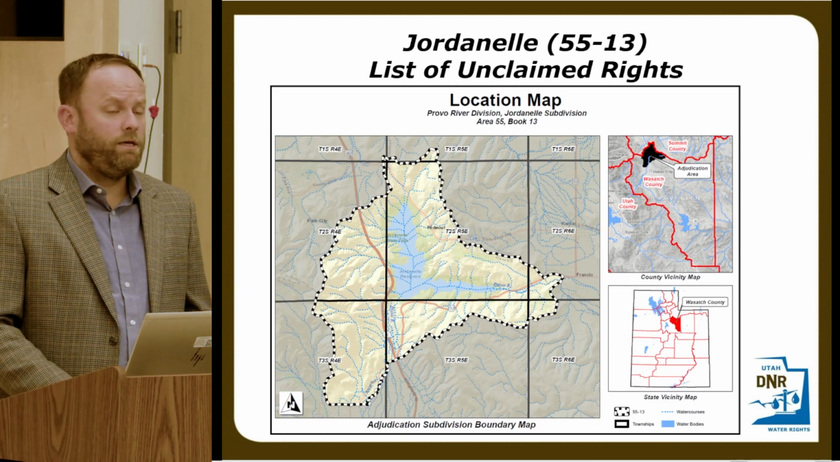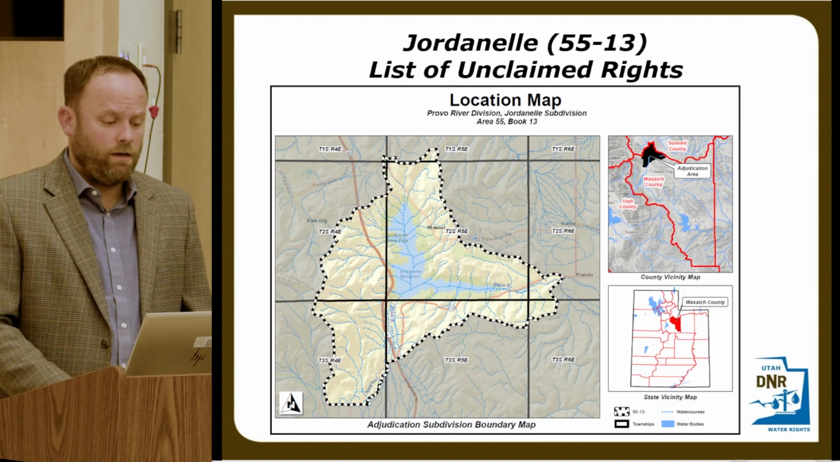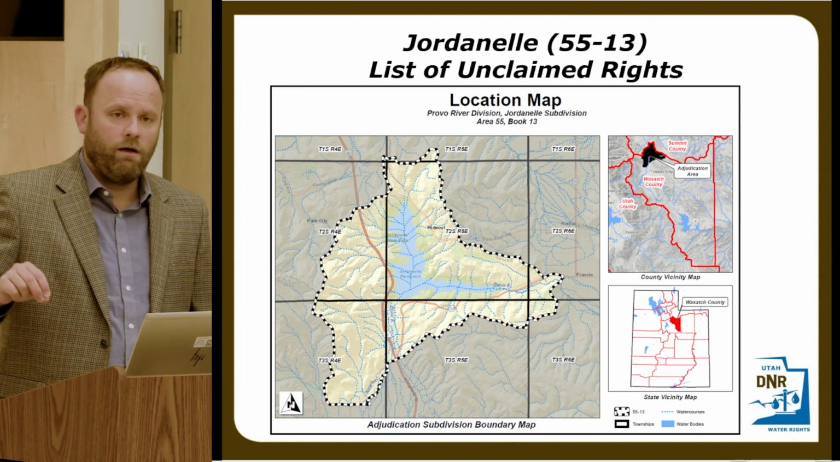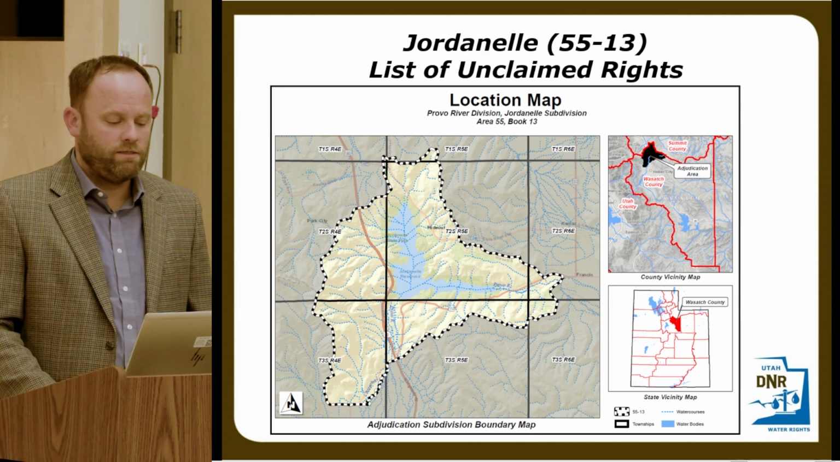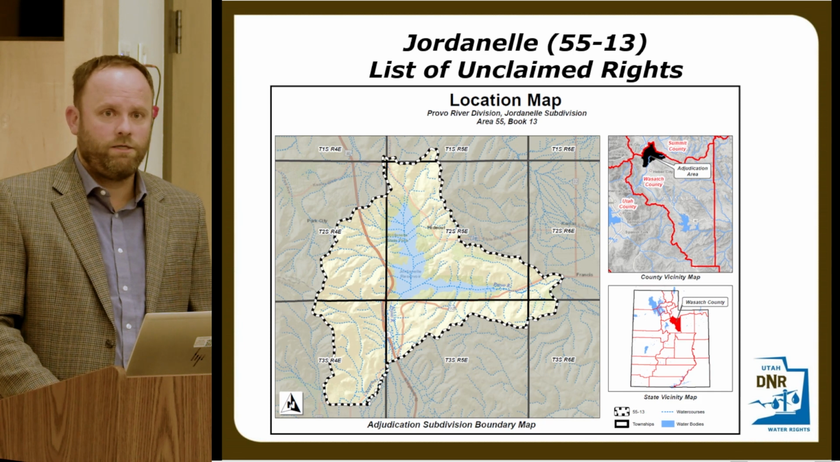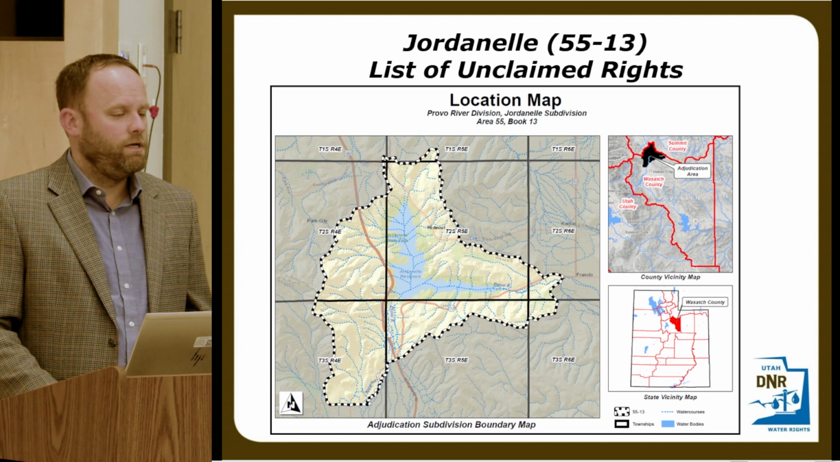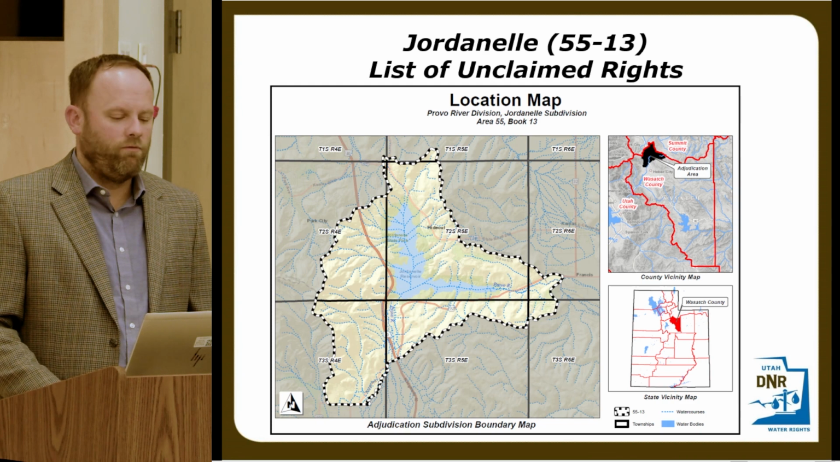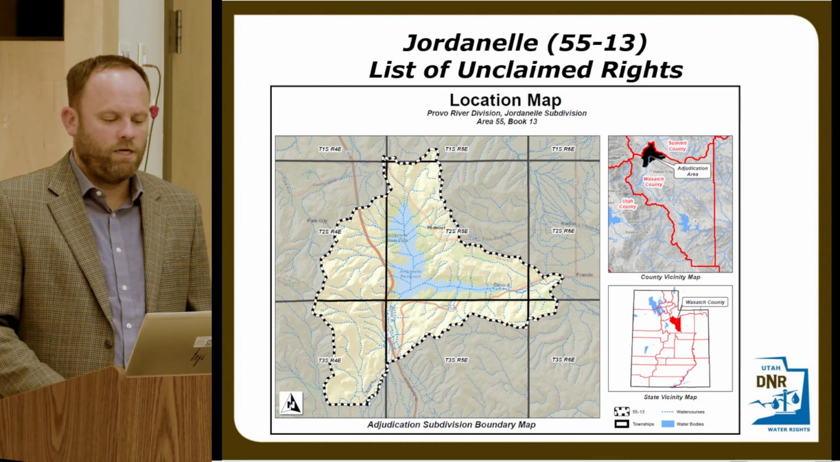Okay, this is generally the area that we are working on. If you kind of think of a squiggly line that's drawn along the peaks surrounding Jordanelle Reservoir, that would be a pretty good approximation of the area that we're adjudicating. We've previously done the list of unclaimed rights for the areas down in Heber, and we're working our way up the Provo River. So this is our subject for the night, the Jordanelle subdivision.